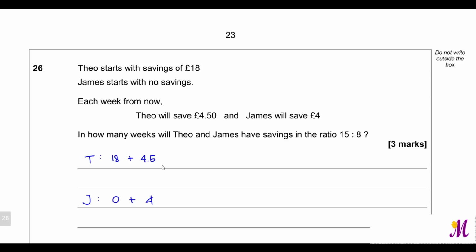This is the first week. And the second week, they will do the same, 4.5 and then here 4, and so on and so forth. So we have a formula here for Theo: 18 plus 4.5 times the number of weeks they have been saving. So W is for how many weeks. While here it will be 0, we don't need to write anything. So it's just 4 times W. We have the formulas. We want to compare the ratio between them.